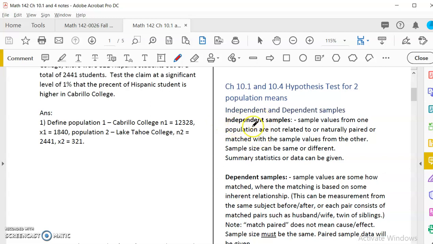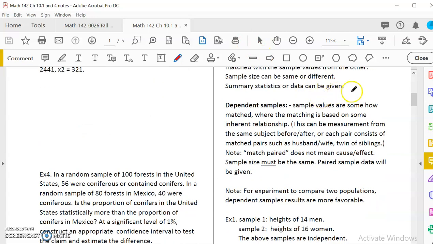So in this particular case, when we are describing the samples from two populations, if they are independent samples, the sample values from one population are not related to or naturally paired or matched with the sample data from the other. So you can just collect a sample from one group of the population, like male, you collect 20 males' data. Female, you collect 20 females' data. So the sample sizes can be different or they can be the same. And usually we will have summary statistics. Sometimes we do have data, but a lot of the time we just have sample statistics.